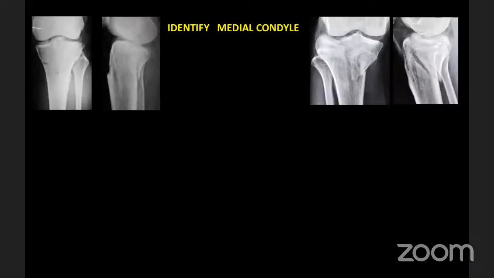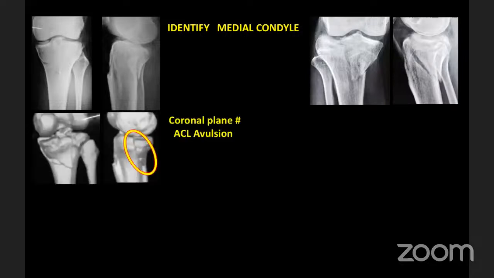Another one, identify the medial condyle. This is a CT scan, a coronal plane fracture. See, an intra-articular medial condyle fracture, then a large apex. So here also there is a double line, and there is an apex. See, this is the medial condyle. This is a classical presentation. If you see this apex in the lateral view, it means medial condyle. Even without an AP view, I will say 100% it is the medial condyle.